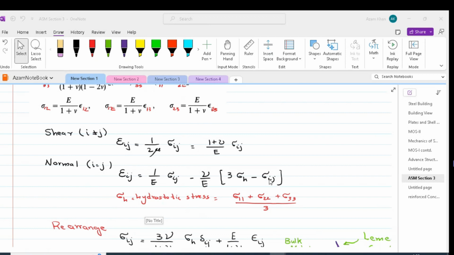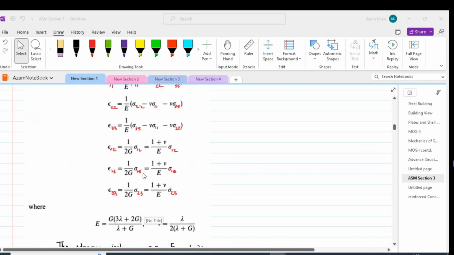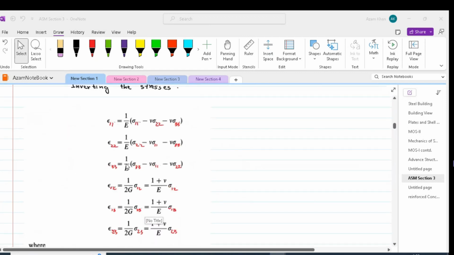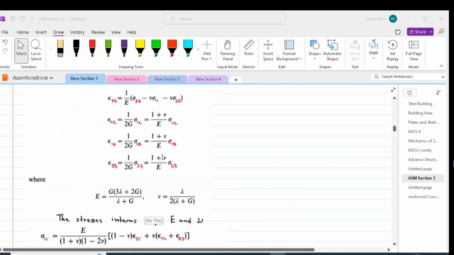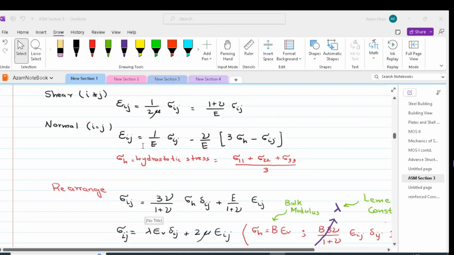So if I is equal to j, then we can see that this strain expression reduces to the expression which we derived previously, which looks like this. When I is equal to j, we will get exactly these equations. So this is just a general form of the top three equations. These equations come very handy when we discuss plane stresses and plane strains.